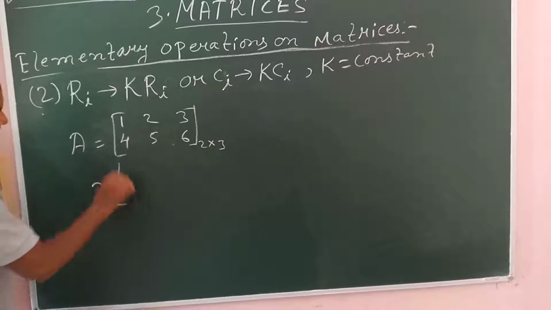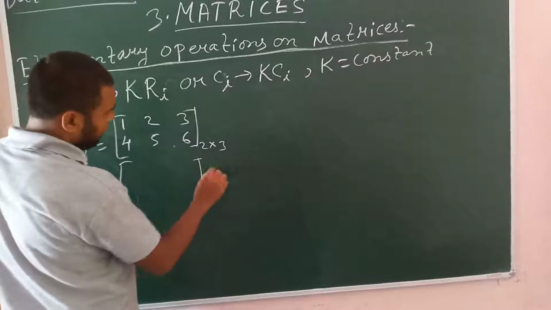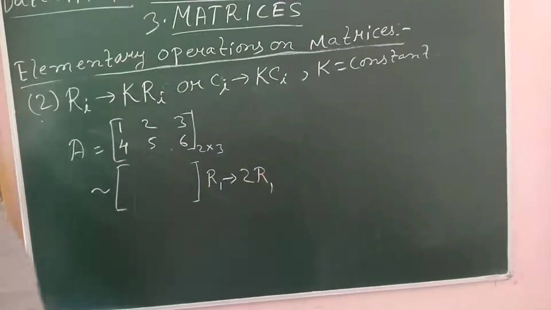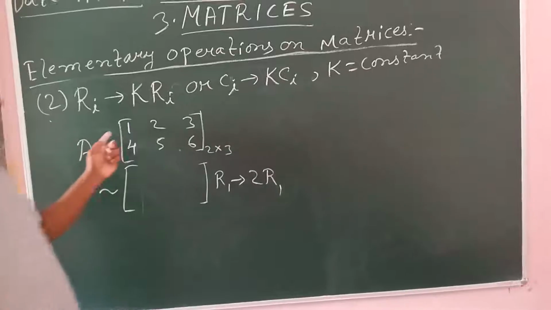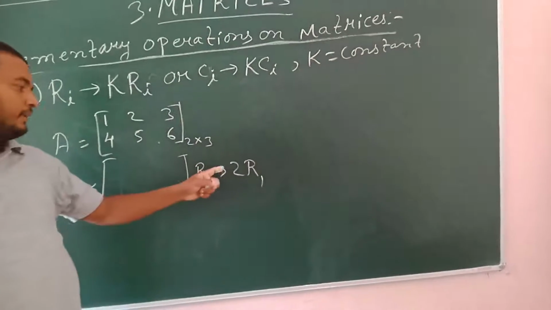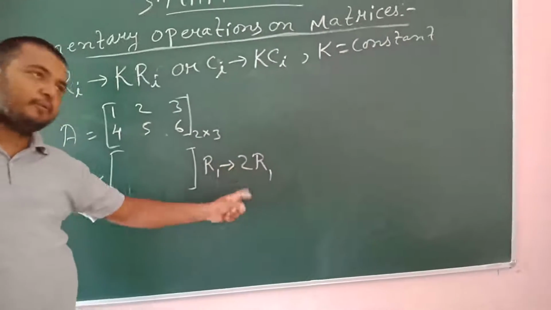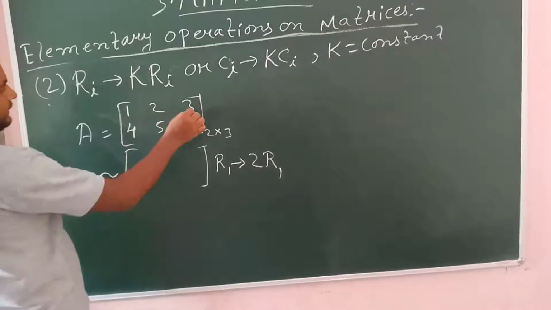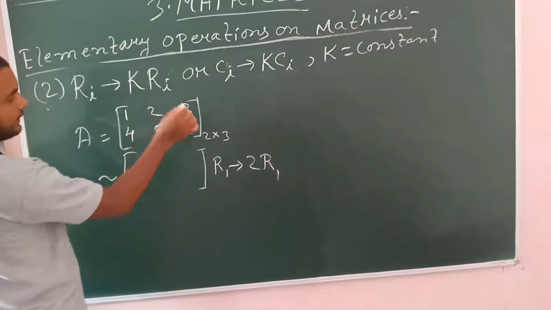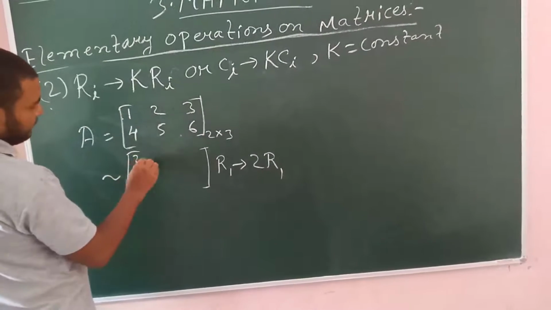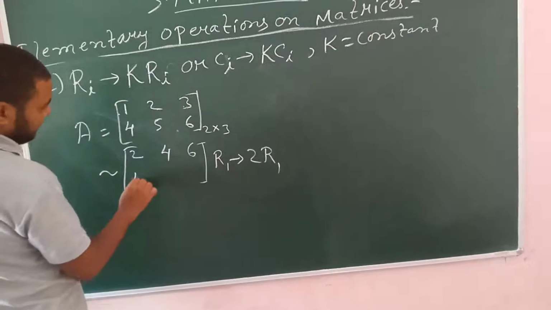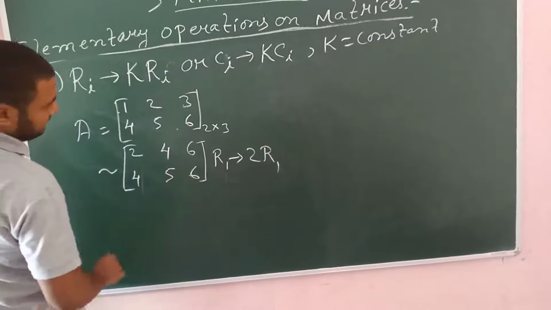Suppose I multiply row 1 by 2, that is 2 into R1. The elements of R1 are 1, 2 and 3, so you multiply each element by 2. 2 into 1 is 2, 2 twos are 4, 2 threes are 6, and the second row stays 4, 5, 6.